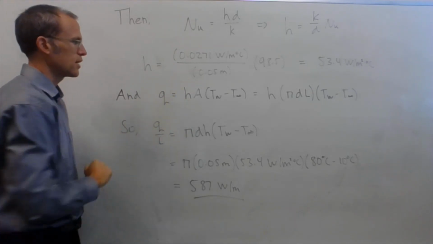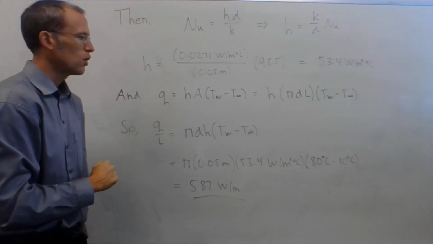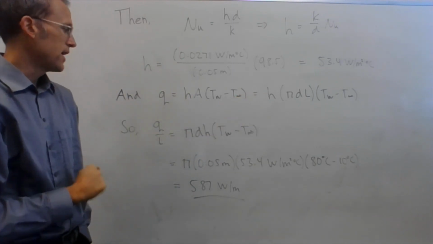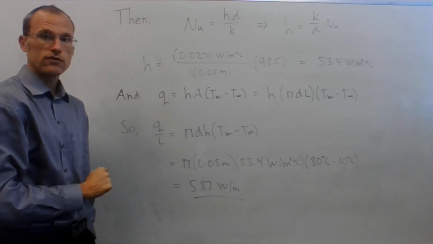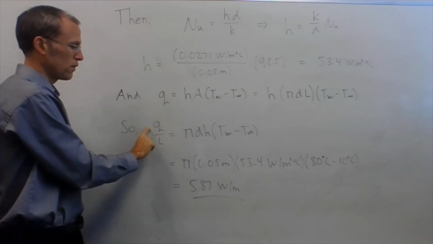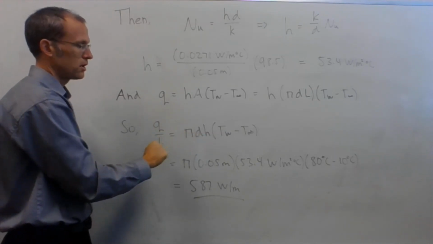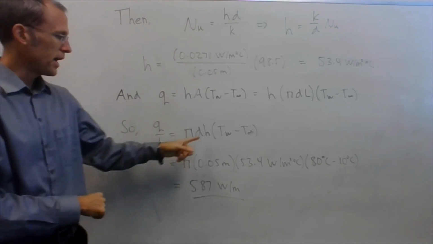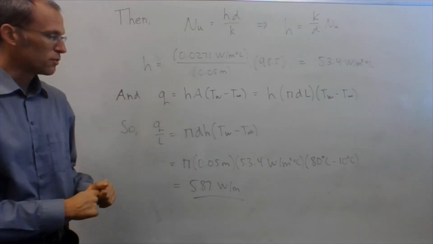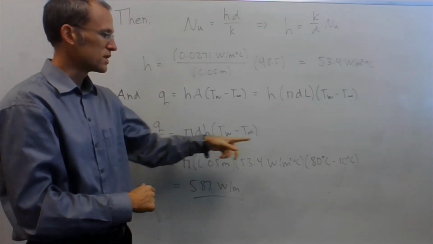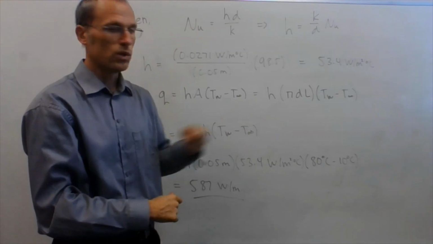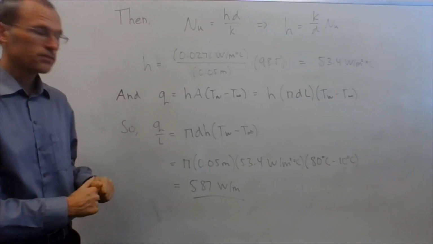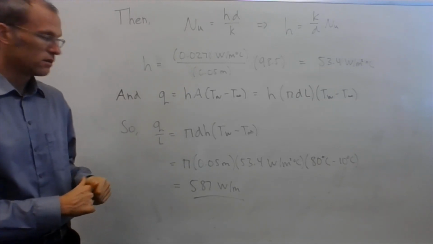And then to find my Q, standard equation, h times A, T wall minus T infinity. Area in this case for my cylinder is πDL, and then I'm asked for the heat transfer per unit length, so I can divide by that L and get Q over L, π times D times h, T wall minus T infinity. So plug all those numbers in, π, diameter of 0.05 meters, h we just found is 53.4 watts per meter squared degree Celsius. Wall temperature of my cylinder was 80, free stream temperature of the nitrogen was 10, gives me a total heat loss or heat transfer per unit length of 587 watts per meter.